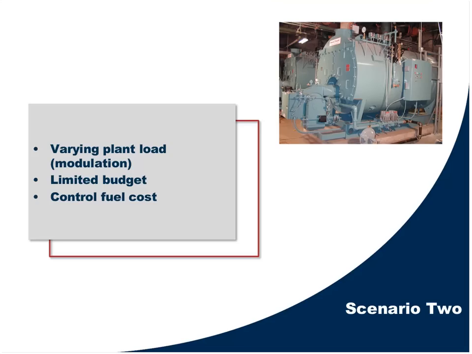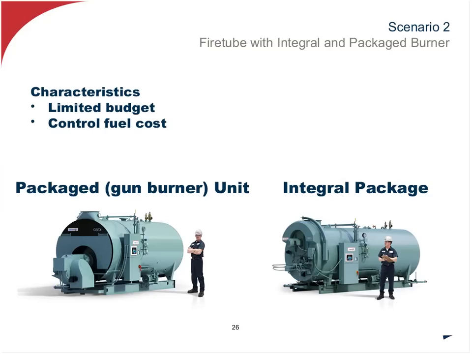Okay, scenario 2. Here we have a varying plant load, but it modulates. It's not a rapid swing. We also have a limited budget, and we have to control our fuel cost. These are the primary needs now for this particular application. What do I do? Well, I've got a limited budget, right? And I see that I've got a varying load, but it's more of a modulating load. I'm starting to think about a fire tube.